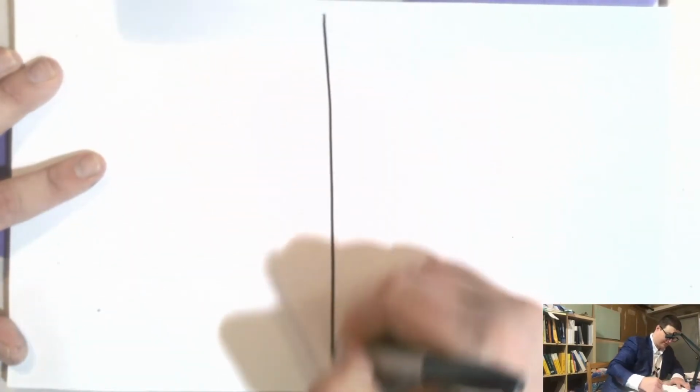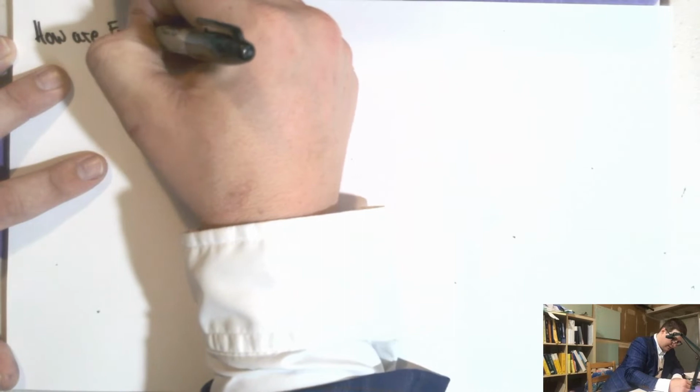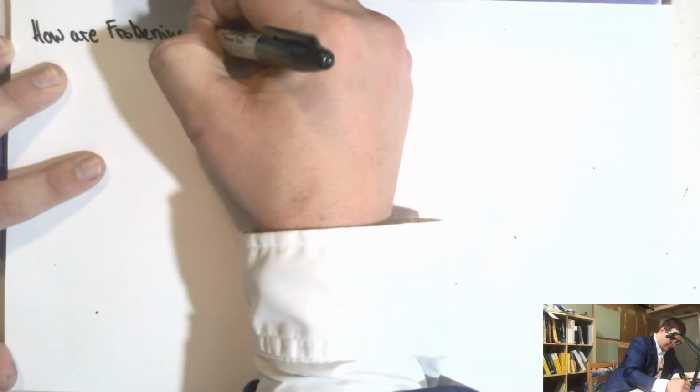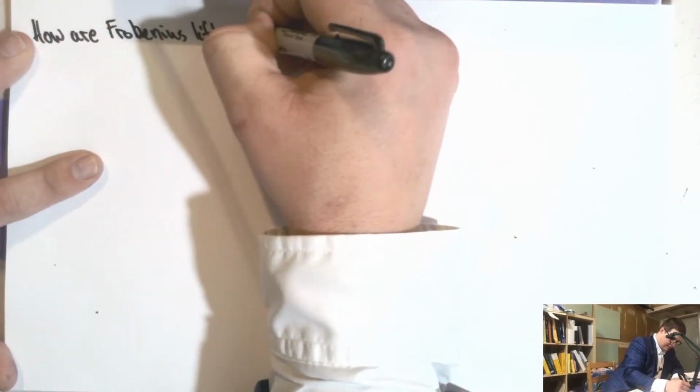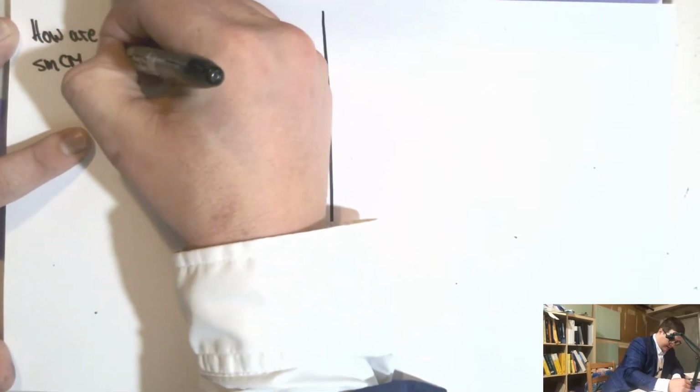Okay, so the question. Let me just redo it here. So how are Frobenius lifts and how are these related?